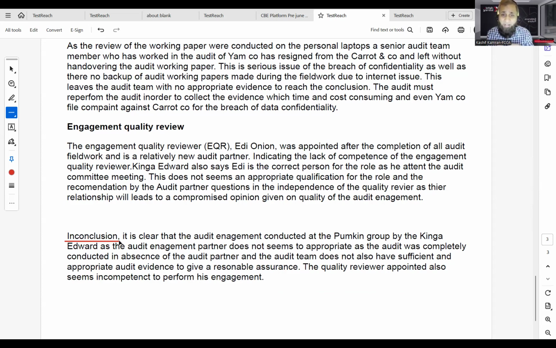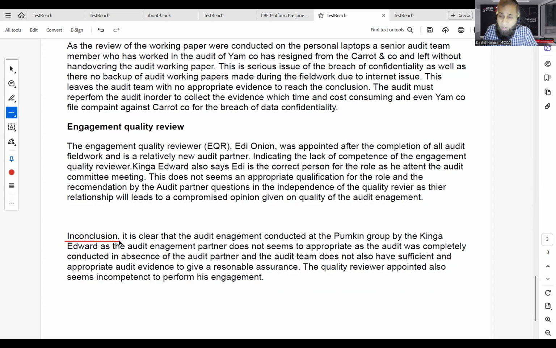I think conclusion here is the role of Kinga. Conclusion here is the behavior of Kinga. The conclusion here is the lack of leadership, lack of direction, lack of supervision, which was the most significant issues. And on top of that, the familiarity. 10 years of working with Pumpkin. So these are burning issues which have compromised the quality of how audit was performed at Pumpkin.